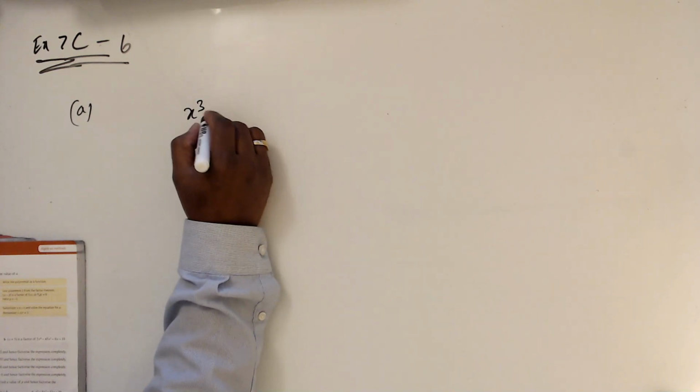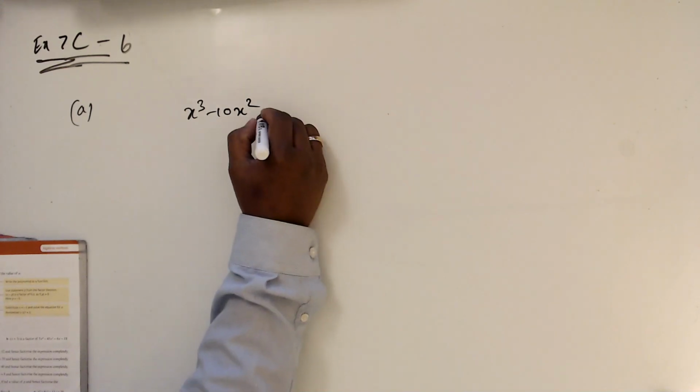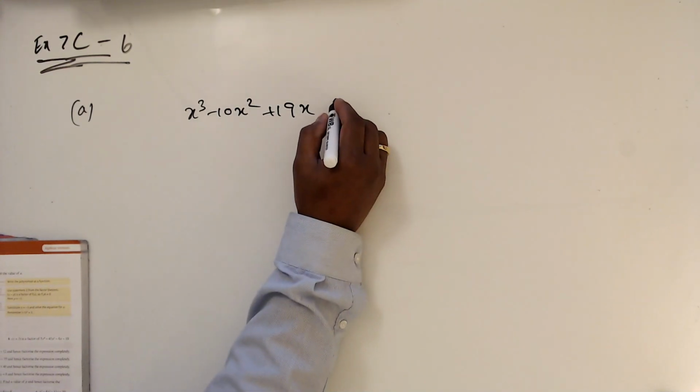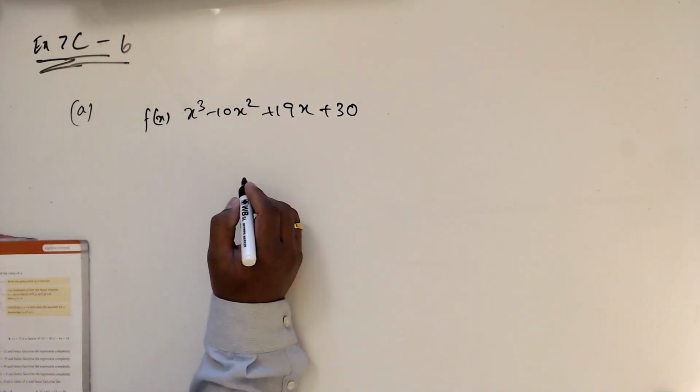x cube minus 10x square plus 19x plus 30. Question number 6. I will take this as f(x). Now factorize completely.